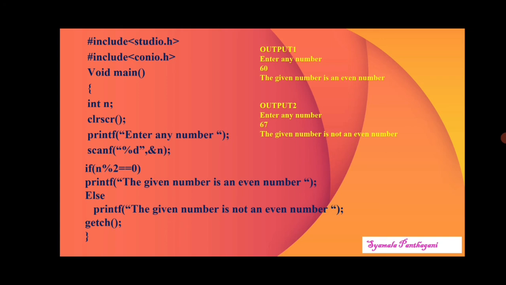Now come to output 2. Enter any number. I have entered 67. Is 67 divisible by 2? No, the remainder is 1. That's why this is not an even number. The given number is not an even number.